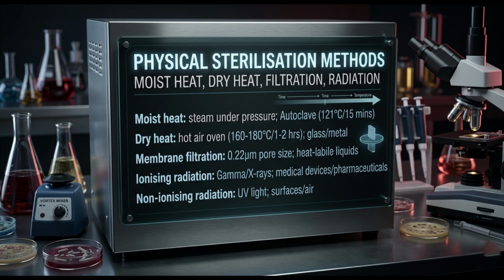Moving on to physical methods. Moist heat using an autoclave is our gold standard for rapidly coagulating proteins. For moisture-sensitive items, we use dry heat. We also utilize membrane filtration for heat-sensitive liquids and radiation for deep penetration and surface decontamination.